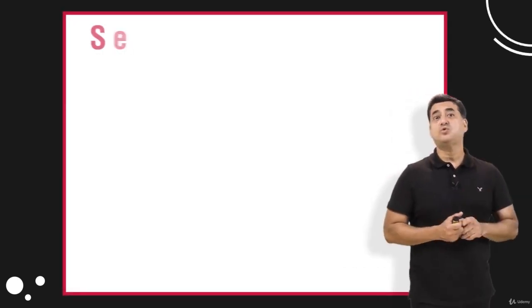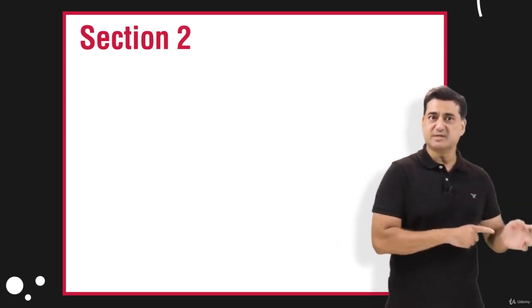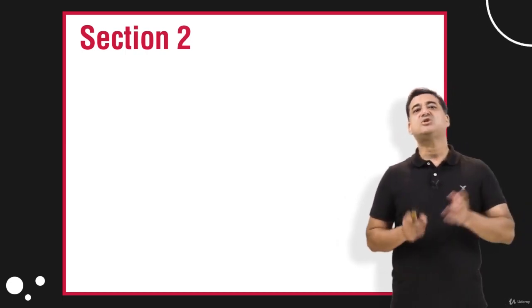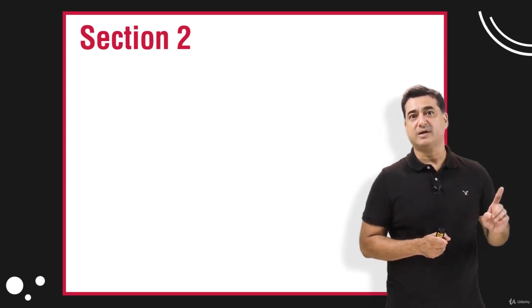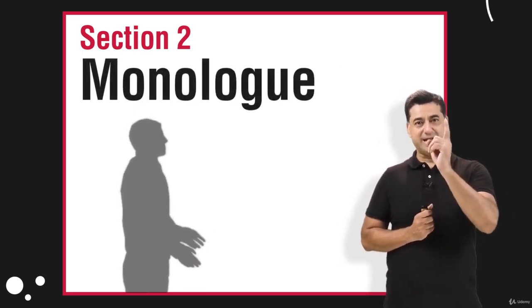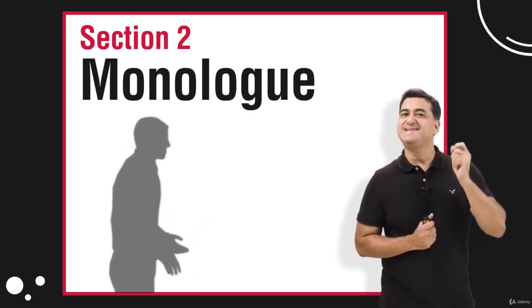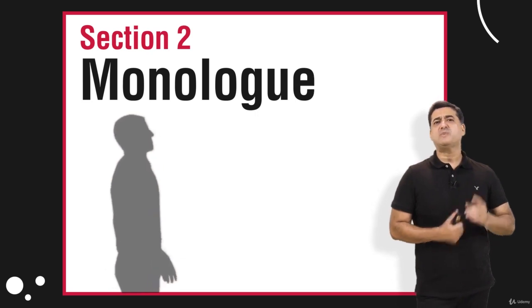But section 2, my dear friends, is not a dialogue. Section 1 was a dialogue. Section 2 is not a dialogue. It is a monologue. Mono means one. Dia means two. Monologue, dialogue. So monologue means one person.